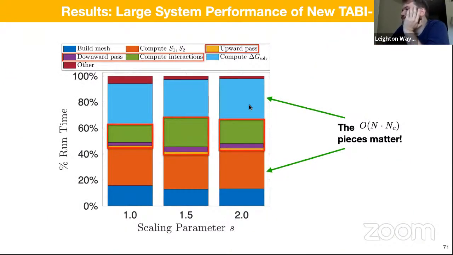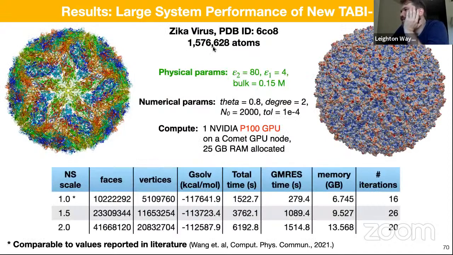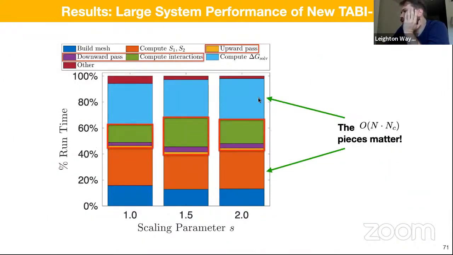Well, the reason was because we finally found the problem, right? We've got 1.6 million atoms. Using the node patch, the number of computational elements we have are the vertices. So we're using 5 million to 20 million vertices. These O of n times n sub c pieces finally mattered. So this orange piece are the source terms, and this little light blue piece, the solvation energy, these finally mattered. We weren't spending all of our time doing this matrix vector product, the GMRES iteration. We were spending all of our time on these source terms and computing the solvation energy.